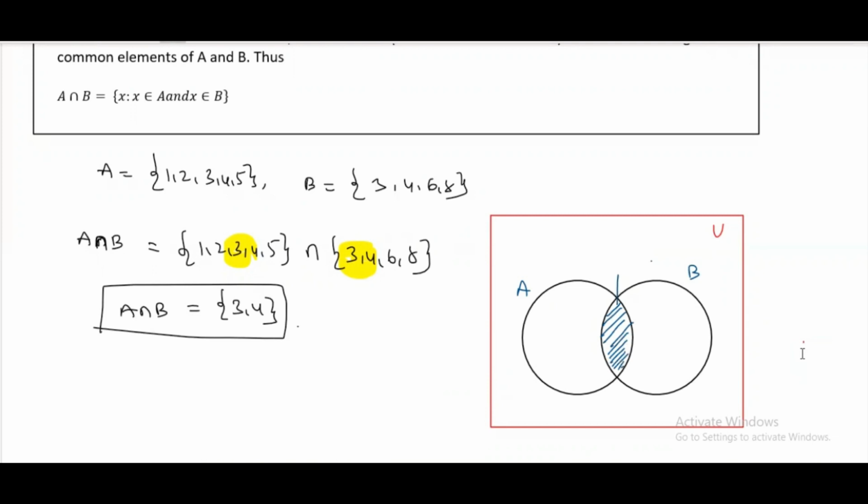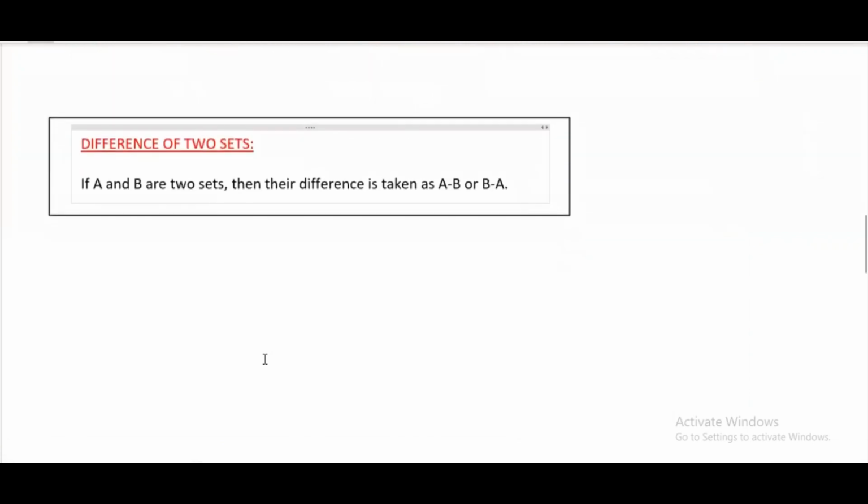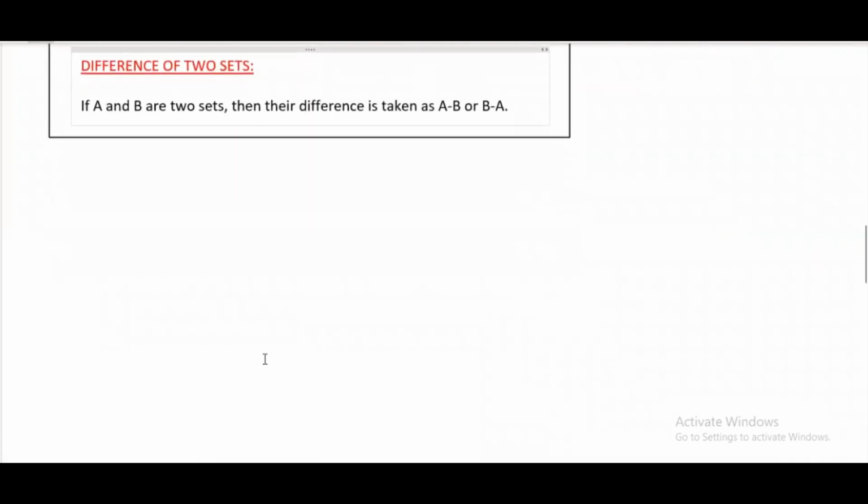The common elements in both. So this is A intersection B. This is the way we will denote the Venn diagram for A intersection B. Okay. So next, how can we find the difference of two sets?